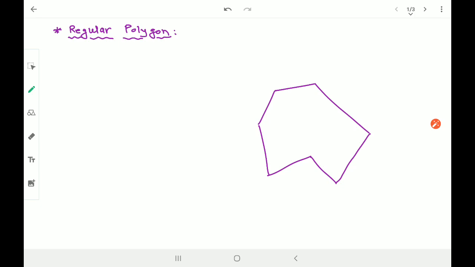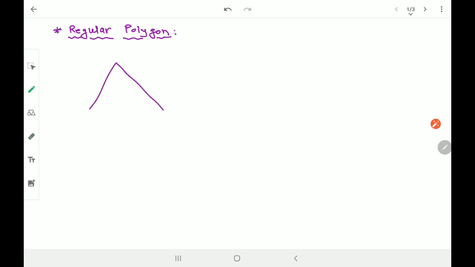There are n numbers of sides of a polygon. It's not fixed that a polygon has this many sides. It can be anything. But the minimum number of sides a polygon can have is 3, and that we call a triangle, right? And when it comes to a polygon, a regular polygon plays a very important role in this complete topic. So let us understand what we mean by regular polygon.